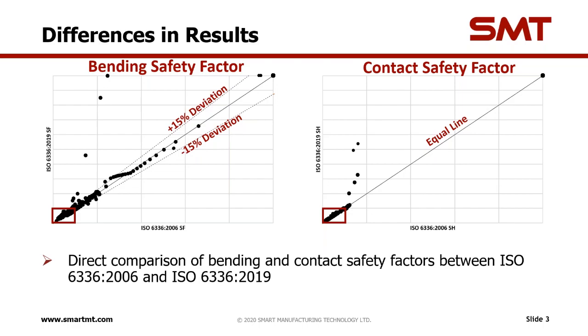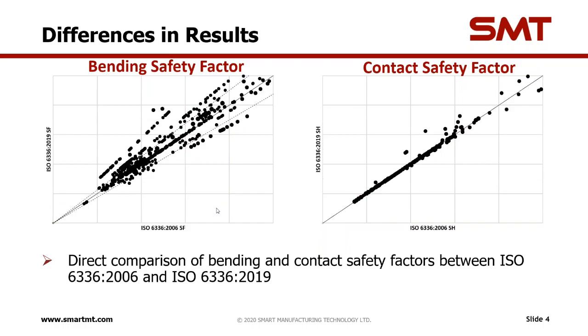Zooming in a little to a more condensed safety factor range, what we can generally see here is that there are some significant deviations between the two versions, and we'll focus on some of these results as we go through this presentation. But you can also see that the main change in the results comes in terms of bending safety factor. Contact generally is quite similar, so bending is what we'll generally be focusing on.